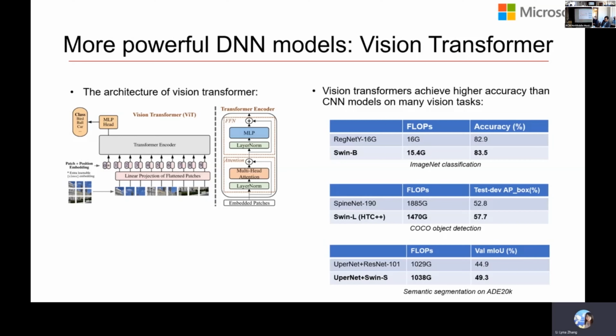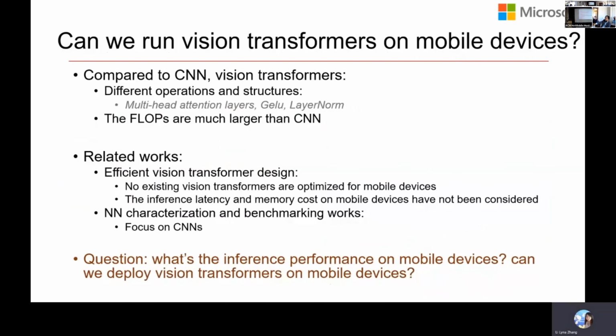Today, various vision transformers have been proposed, and they surpass CNN models with a higher accuracy in many vision tasks. However, the success of vision transformers comes with increasingly larger model size and computation demand than CNN models. Compared to CNN models, vision transformers have different operators and structures, and more importantly, the FLOPs are much larger than CNN models.